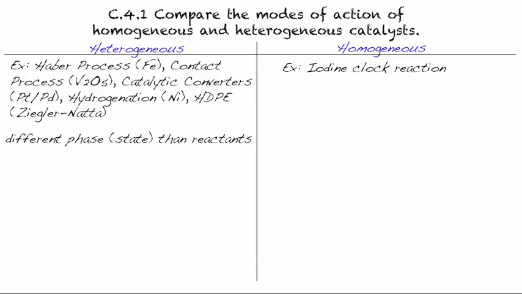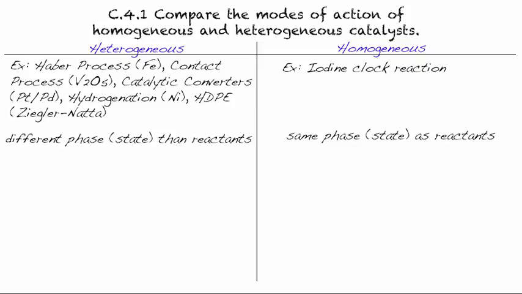Just jumping over to the homogeneous side, there's not a whole lot of examples in what we're learning in the core, but the iodine clock reaction is one that comes up a lot. This is homogeneous because they're in the same phase. In other words, this one is often liquid and liquid. If you do an iodine clock reaction, that's happening in an aqueous solution, so it's liquid in liquid.